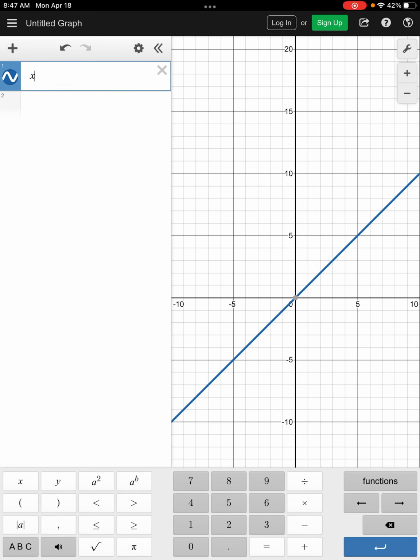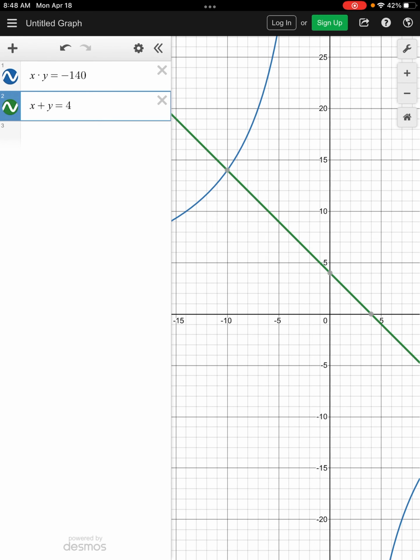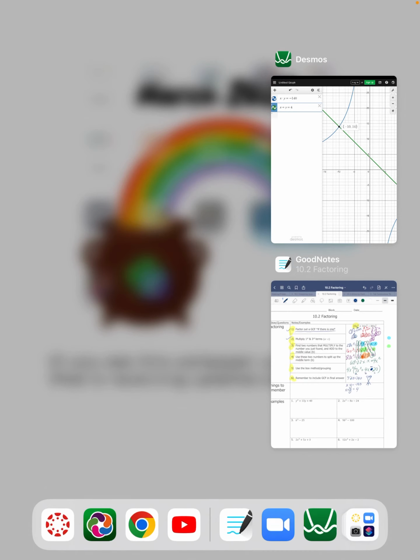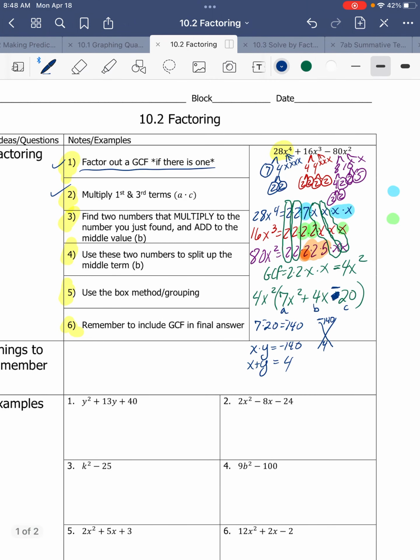So x times y equals negative 140, and x plus y equals 4. If you find the intersection, those are your numbers we're looking for. So negative 10 and 14.